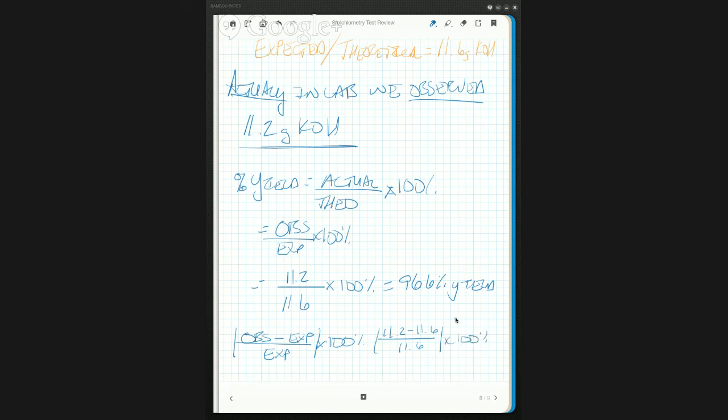And we end up with, let's see, 11.2 minus 11.6, enter, divided by 11.6, enter, times 100, and we get 3.4, if we round it, 3.45. 3.45% error, okay? I should label that a lot more closely. Percent error right here. So percent error down here, percent yield up there.